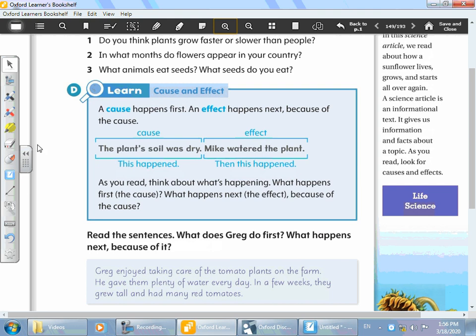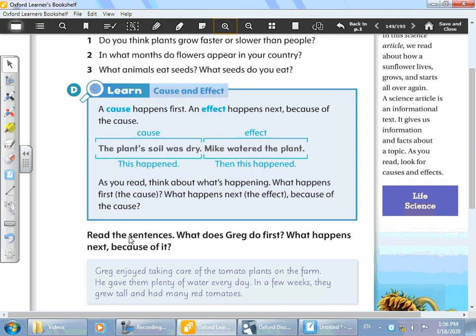Okay? So for example here we have this sentence. The plant's soil was dry. Mike watered the plant. So the first thing is that the soil was dry. After that, what happened? Mike watered the plant. Okay? And let me tell you that the cause doesn't need to be in the beginning of the sentence. No, we could say, for example, Mike watered the plant because the plant's soil was dry. Yes, so we can switch. It doesn't need to be at the beginning of the sentence. It could come at the end of the sentence.